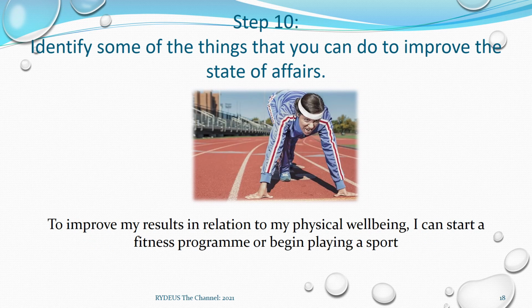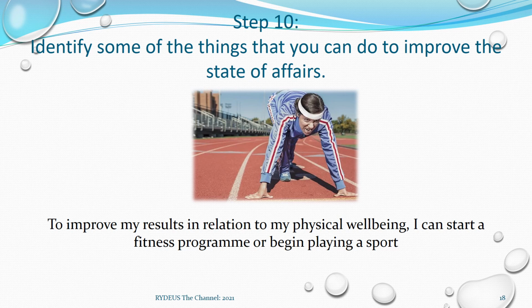Step 10. Identify some of the things that you can do to improve the state of affairs. So remember, we talked in a previous video of the principle of polarity, and we said every single thing has its opposite. If there are certain behaviors that I'm engaging in that are producing results that I do not want, there are behaviors in which I could engage to produce improved results. I could behave in ways that would allow me to get the results that I prefer to have. So we talked about in step 9 some of those behaviors that have us stuck. In step 10, we want to talk about some of those behaviors that could move us in a positive direction.